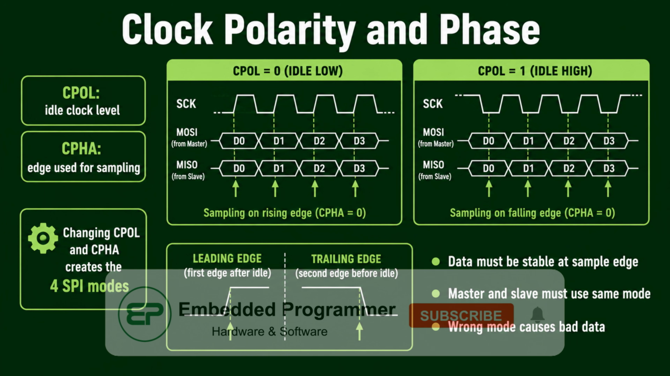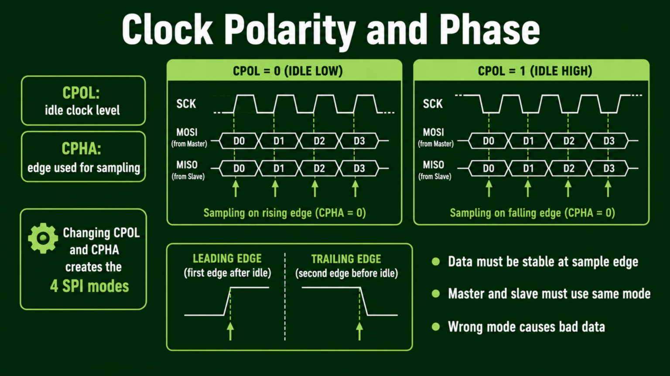SPI has 2 timing parameters: clock polarity and clock phase. Clock polarity, or CPOL, defines the idle level of the clock signal. When CPOL is 0, the clock stays low while the bus is inactive. When CPOL is 1, the clock stays high while the bus is inactive.